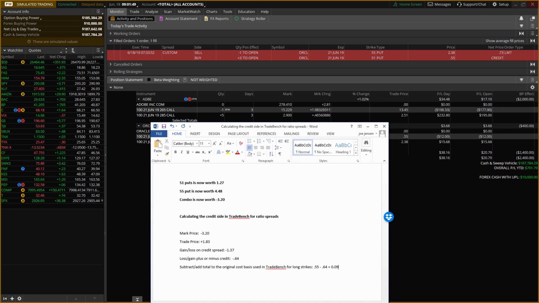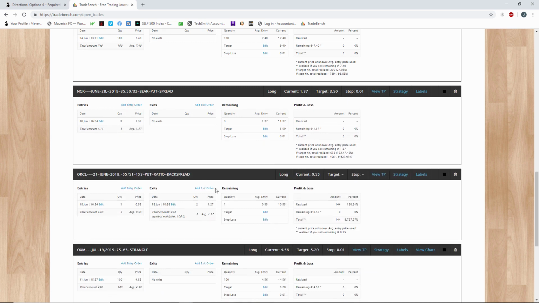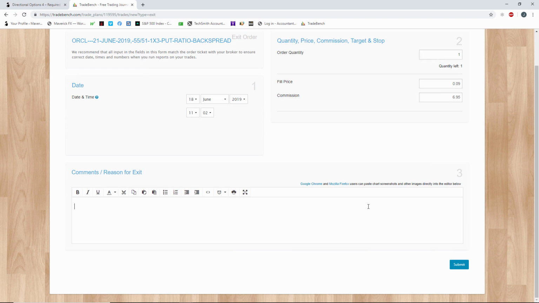All right, let's go back to it. And we need to get rid of the remaining position on our Oracle put ratio backspread. So I'm going to add exit order because there's one left. And this one represented, remember, once again, guys, one long put and one short put. That's why we got those different values. And the fill price was 0.09. And that's going to take into consideration our loss, total credit amount, or whatever else you want to put in. Let's hit submit.